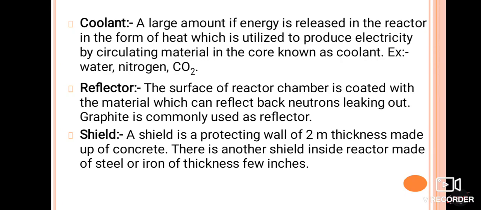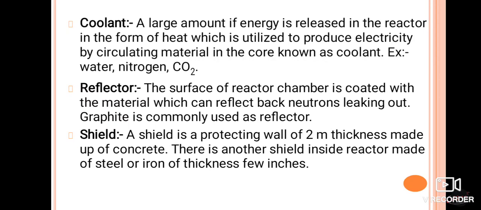A shield is a protecting wall of 2 meter thickness, made up of concrete. There is another shield inside the reactor made up of steel or iron with a thickness of a few inches. A shield is a protective layer around the reactor core for preventing the intense harmful radiation coming out from the reactor, and it consists of a layer of concrete of about 2 meter thickness.